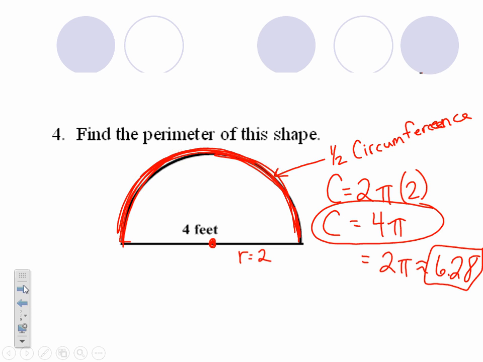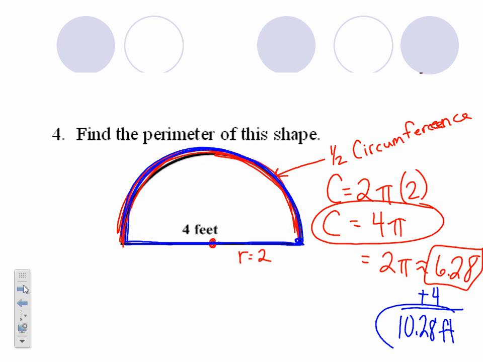Now is that going to get me all the way around this shape? Not quite. Remember, the curved part we just found, and we need to go all the way around. So we found the curvy part, the portion of the circumference. Now let's go on the straight part. How far is it all the way across here? 4 more feet. So onto the curvy part, we'll add 4 feet that represents the diameter, and we have 10.28 feet all the way around. Okay, all the way around that shape. So when we have curved portions of circles, we can still do circumference and things to help us out.